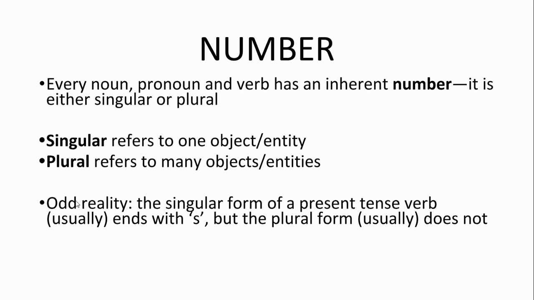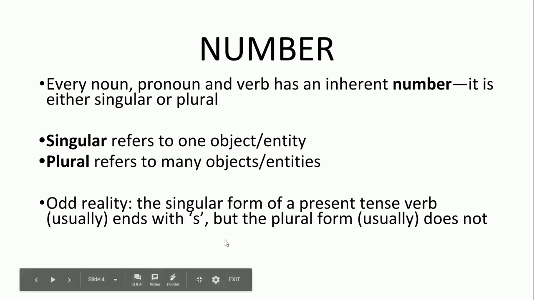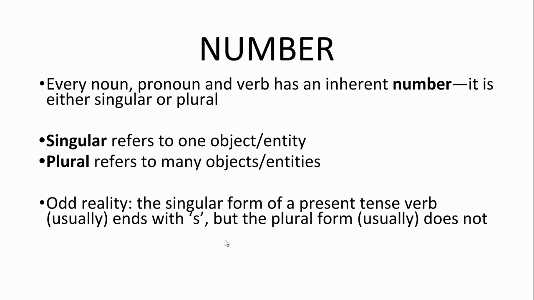And just a note about an odd reality in English, the singular form of a present tense verb usually ends with S, but the plural form doesn't. So in contrast to nouns where we add an S for the plural form, for verbs, you add an S to the singular form. So it's a little bit weird.